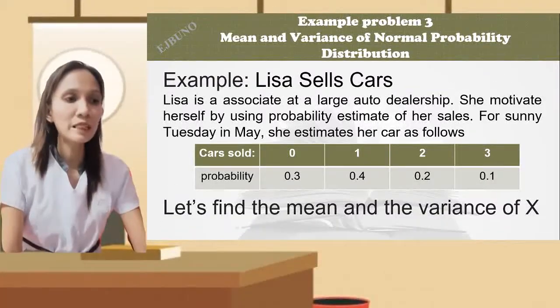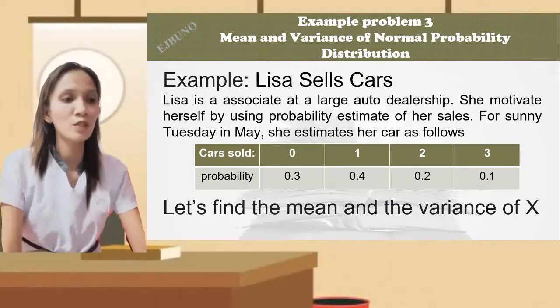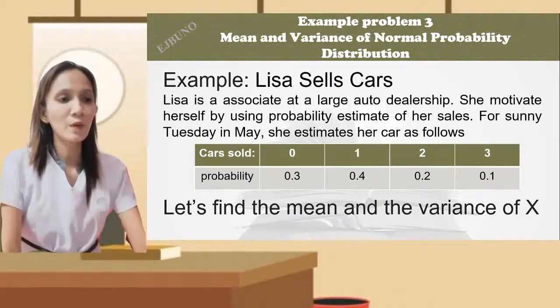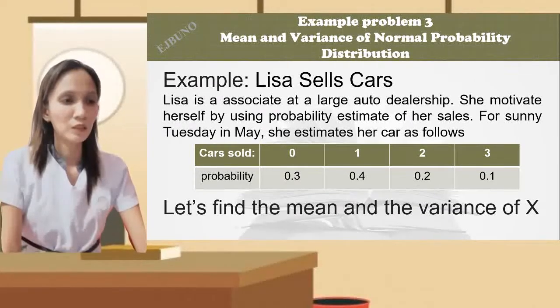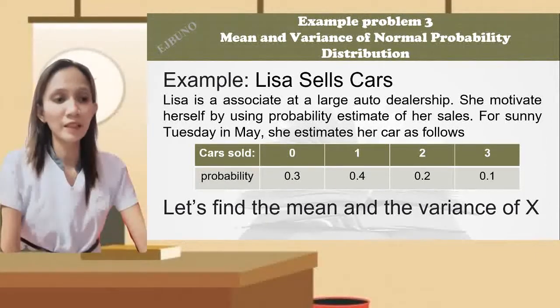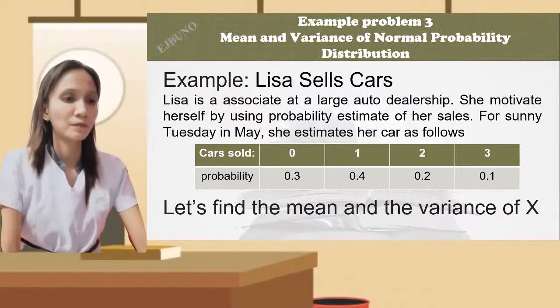Lisa is an associate at a large auto dealership. She motivates herself by using probability estimates of her sales. For a sunny Tuesday in May, she estimates her car sales as follows. You can see in the table, the cars sold are 0, 1, 2, 3, and the probabilities are 0.3, 0.4, 0.2, and 0.1. Let's find the mean and the variance of x.